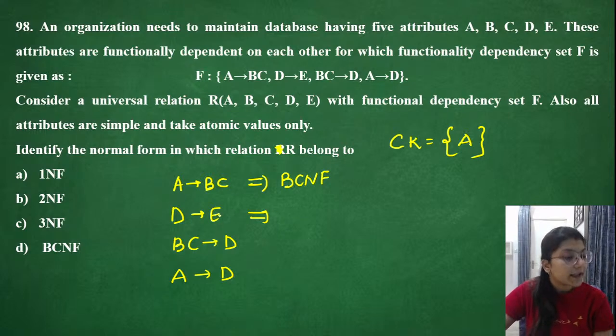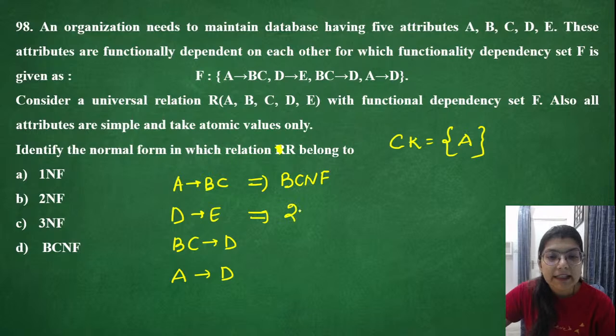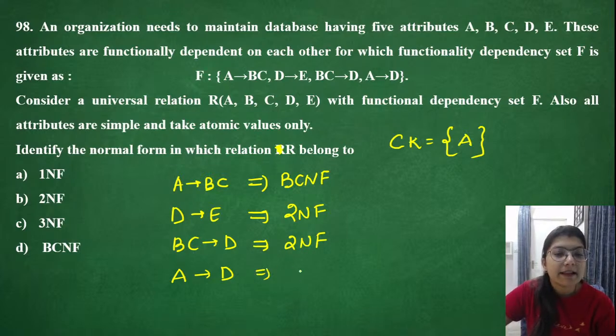Let's check for 2NF. 2NF says that a part of key determining a non-key attribute is a partial dependency, PD. Here D is not a part of the key, so this is in 2NF. Then BC determines D. BC determines D is again in 2NF. And then A determines D.